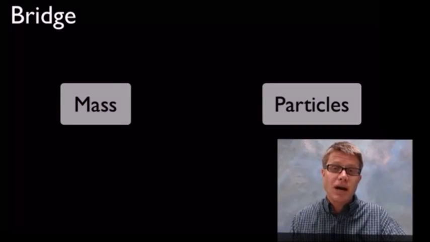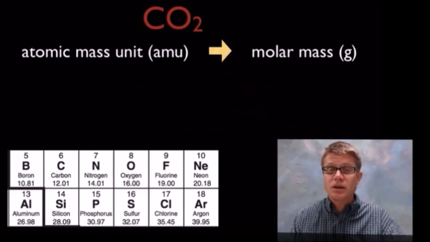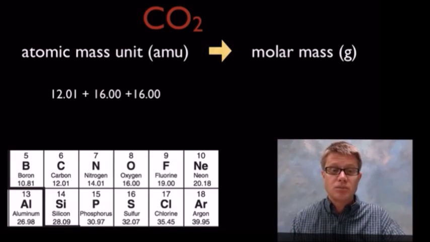forms a bridge between the mass of an object and the number of particles that are found there. And so let's say we take carbon dioxide, for example. It's going to be found in the air. You breathe it out. Its atomic mass unit is going to be the mass of each of the individual atoms.